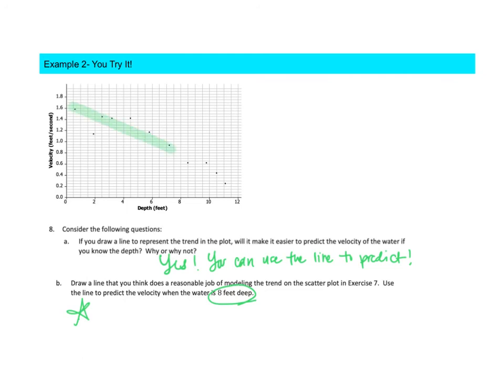Okay, here is my line of best fit. I'm using that to predict at 8 feet. So I go to my depth, go to my 8, draw a line up. See, it's around here. Draw a line across. I would say about 0.8, 0.7 maybe feet per second. You could have said anything within this range, and you would be accurate. Okay, moving on.